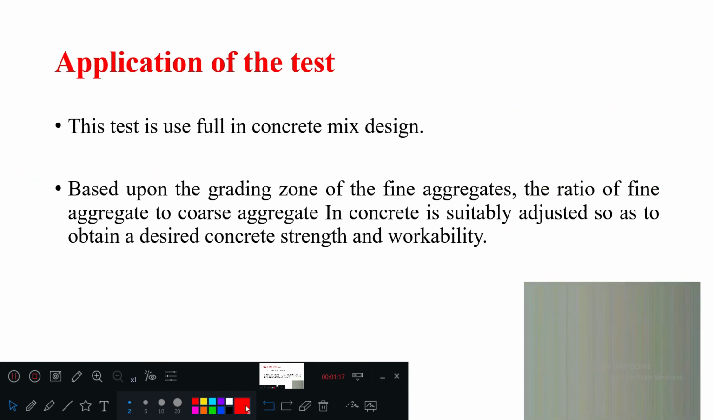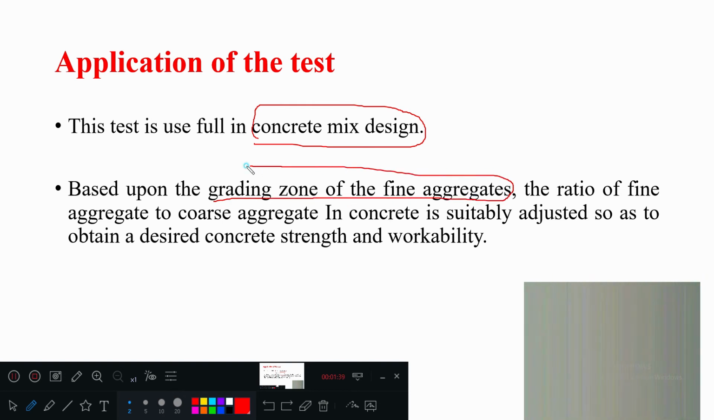Okay, where is it used? This test is very important. It is used in concrete mix design. You will understand it in the later semesters. In concrete mix design, the different portions of cement, sand and aggregate, how much you should mix, there you are going to use this fineness modulus. Based upon the grading zone of fine aggregate, the ratio of fine aggregate to coarse aggregate in concrete is suitably adjusted to obtain the desired concrete strength and workability. What is the meaning of this sentence?